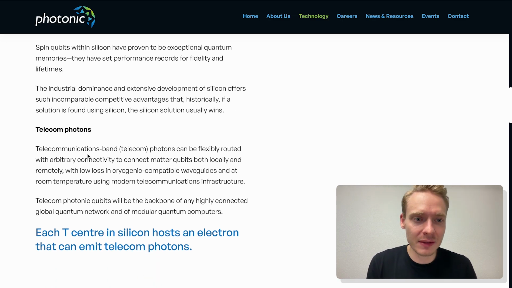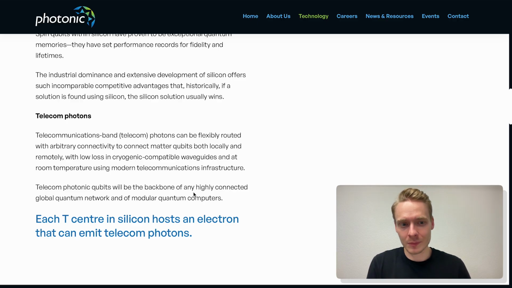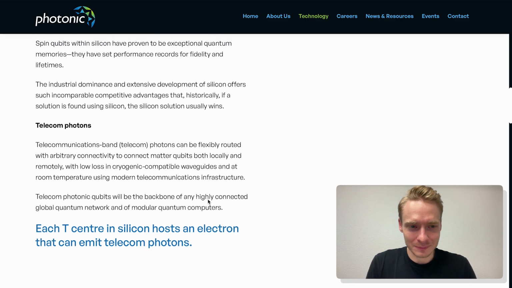Now, the other thing that we see here is telecom photons, telecommunications band. Telecom photons can be flexibly routed with arbitrary connectivity to connect meta qubits both locally and remotely, with low loss and cryogenic compatible waveguides and at room temperature using modern telecommunications infrastructure. Telecom photonic qubits will be the backbone of any highly connected global quantum network and of modular quantum computers.